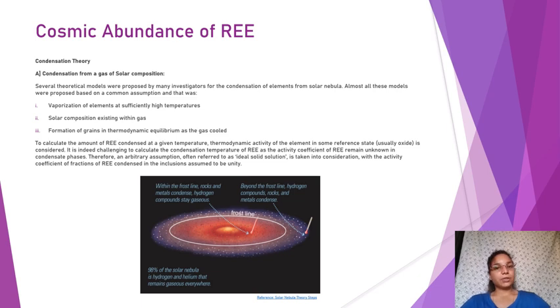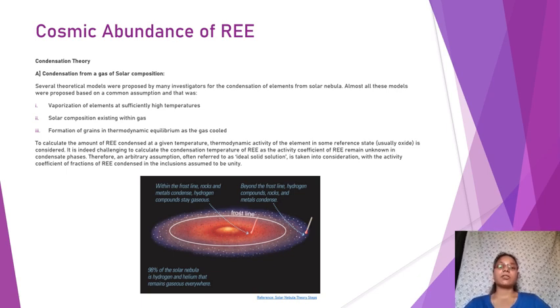Just like seen previously, the amount of rare earth elements condensed at a given temperature can be calculated by measuring the thermodynamic activity of that element in some reference state, usually oxides. Some other thermodynamic functions, like activity coefficient and oxygen fugacity, are also taken into account while analyzing the amount of rare earth element in meteoroids. Because the activity coefficient of rare earth elements remains unknown, an arbitrary value of unity is taken into consideration for all the ideal solid solutions containing certain fractions of condensed rare earth element.